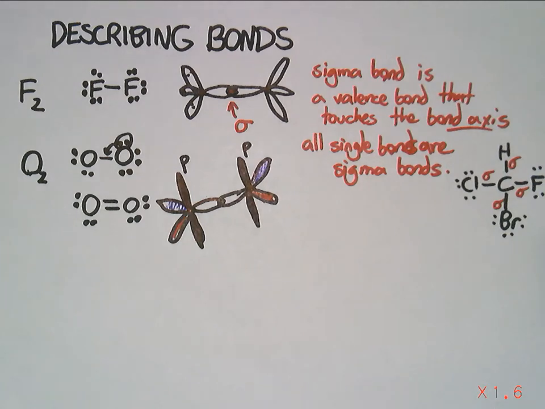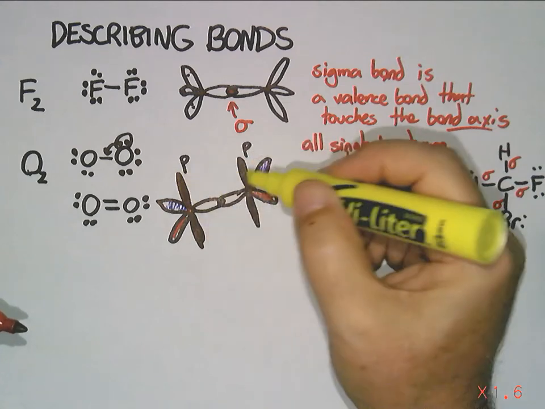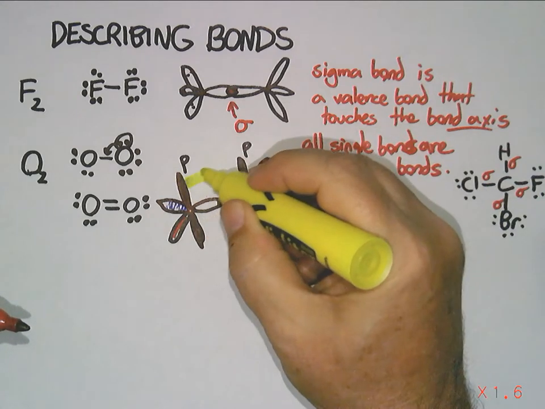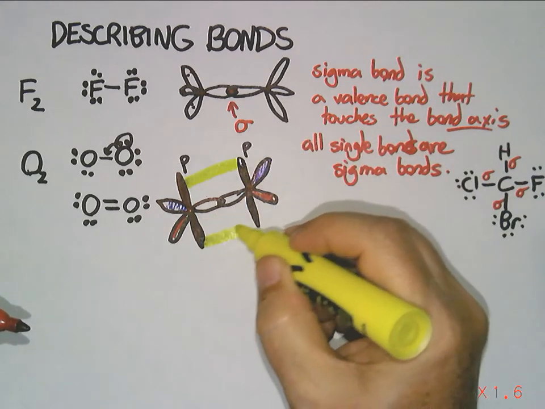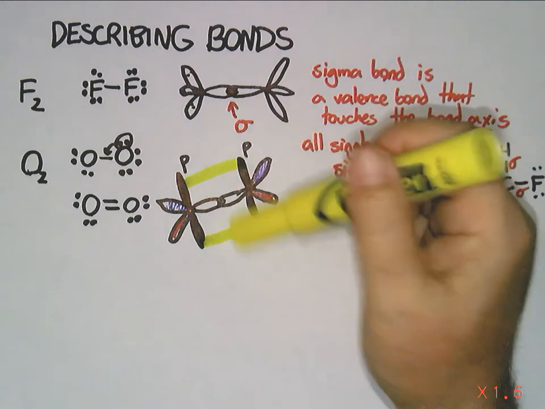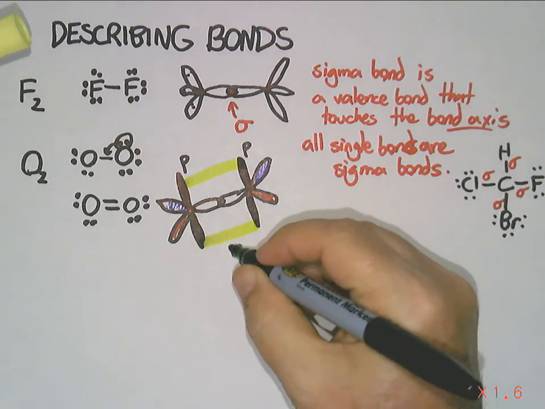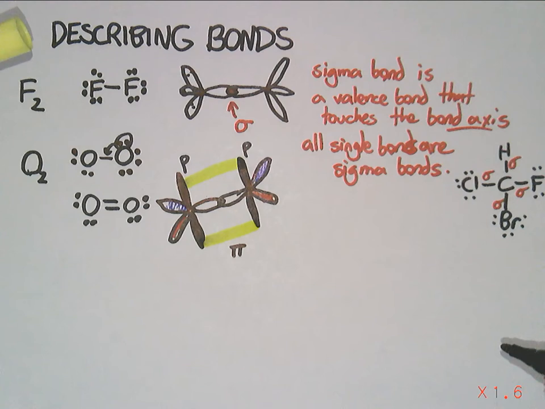Now what I can do is side-by-side overlap those p's. So imagine that these are not as skinny as I've drawn them, but they're actually fat enough that they overlap like this. Now the overlap is going to go in 2 places. That's one overlap, but it has 2 parts, and neither of them touch the bond axis. This is a special kind of valence bond called a pi bond.